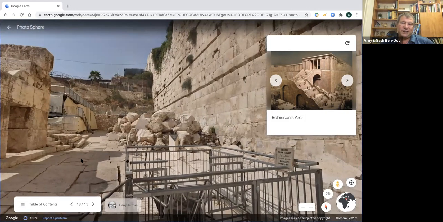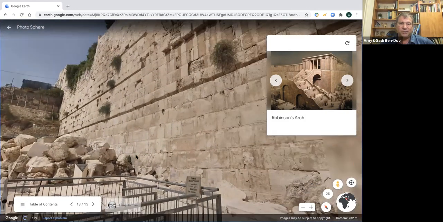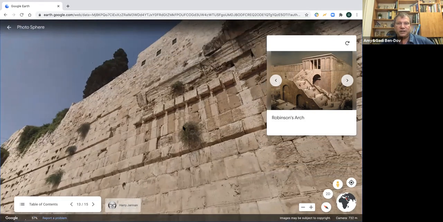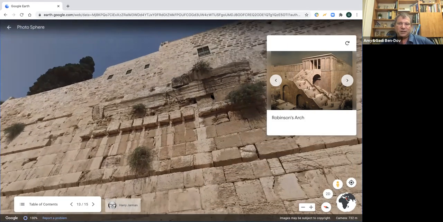And what's interesting is that this arch coming out of the wall here, everyone see, we're right below it. There's a little piece of arch coming out here. This is known as Robinson's Arch. Now, Robinson, mind you, is not a common name during the Second Temple period in Jerusalem. So it's not named after its builder.